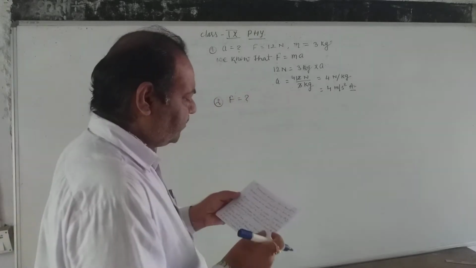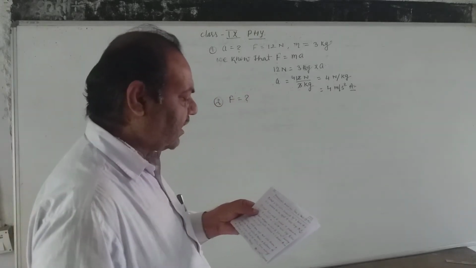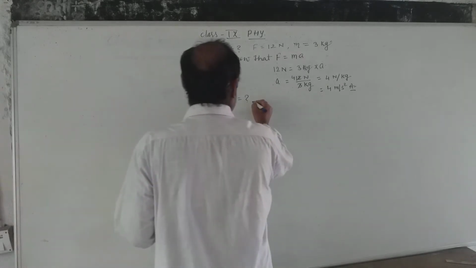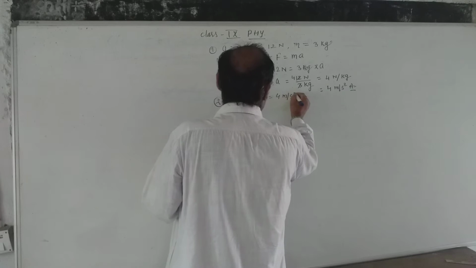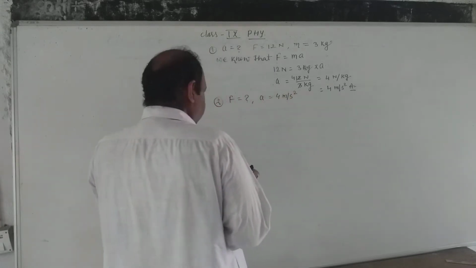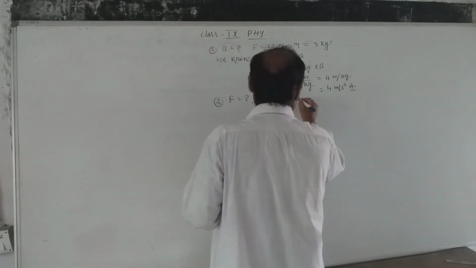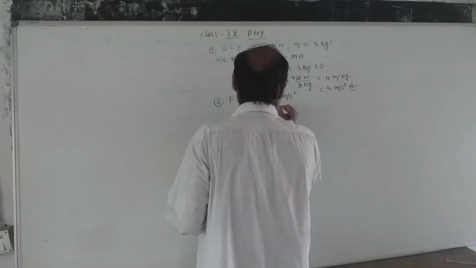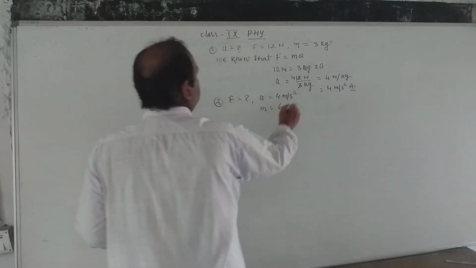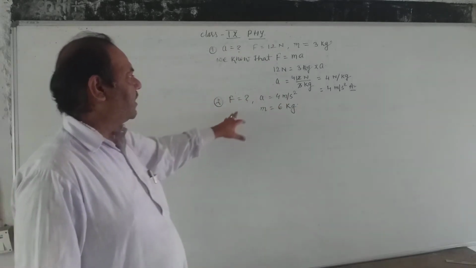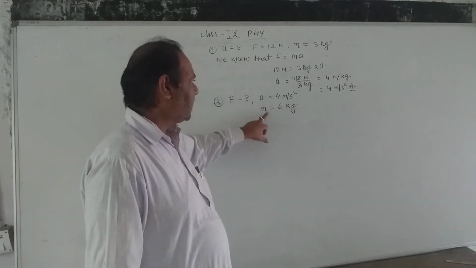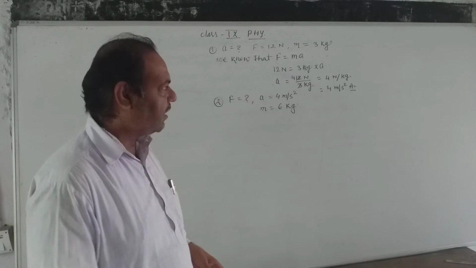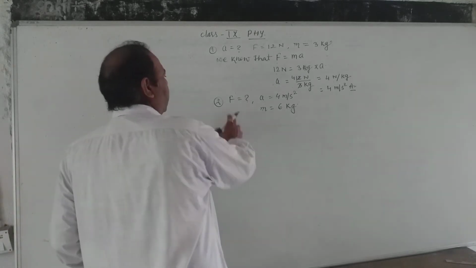After that, the given terms are acceleration A is equal to 4 meter per second square and mass M is equal to 6 kg. Here M is equal to 6 kg. Now you can see here F is equal to what? A is equal to 4 meter per second square and M is equal to 6 kg. After that, we have to find the value of F.